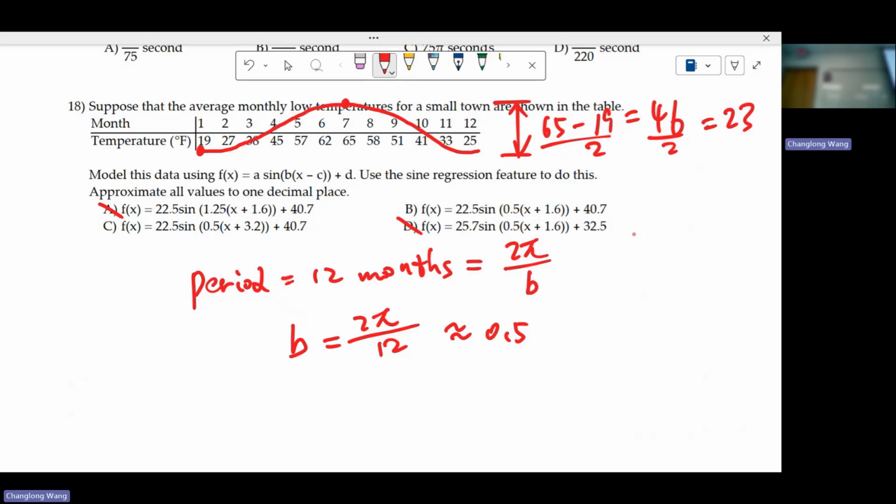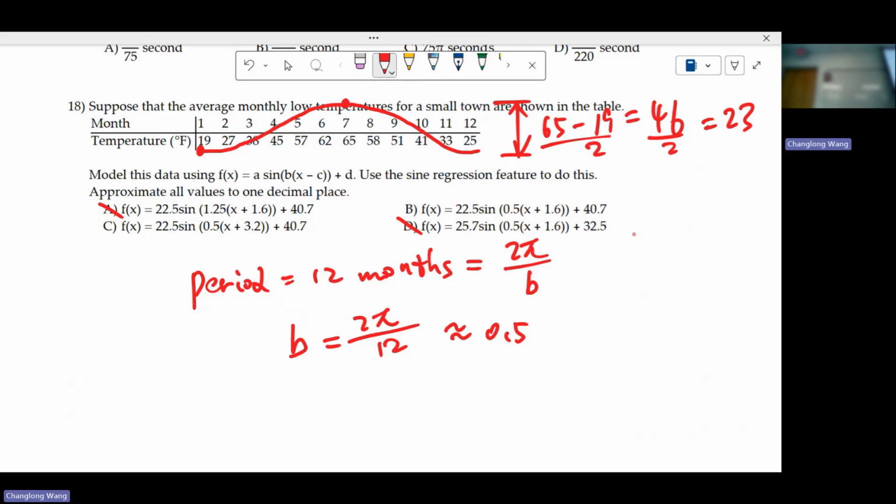But then you say, wait a second, if I could use the calculator, why am I doing these? Can I just take any random number of x? The x stands for the month, right? Take x to be 1. Plug into all 4 to see which one returns 19. You're going to get the answer anyway, right? Does it make sense? So that's a multiple choice, right?